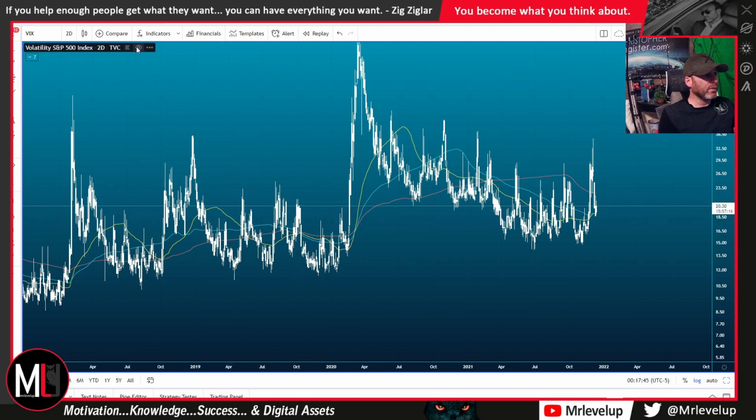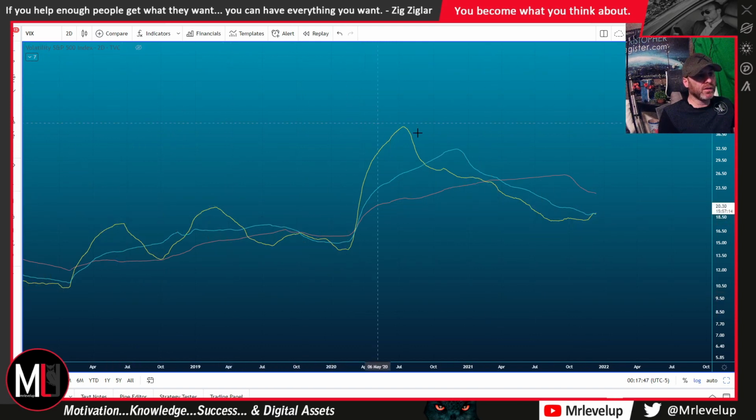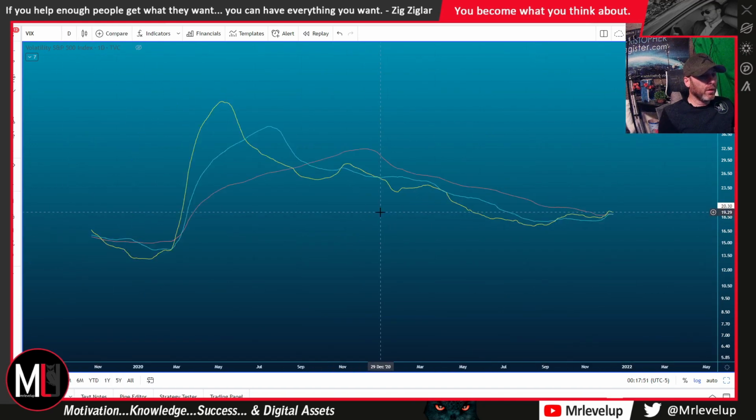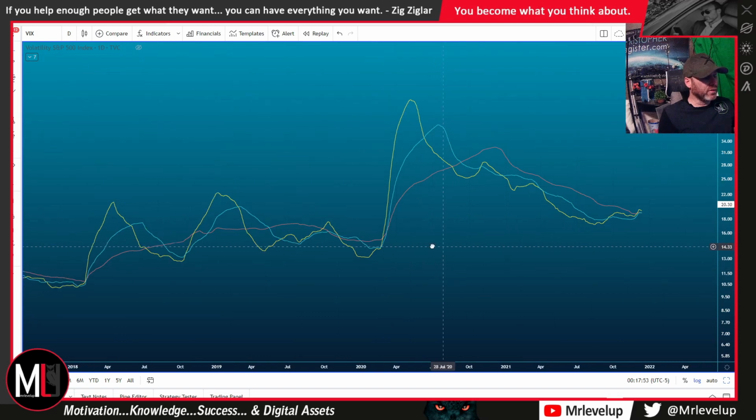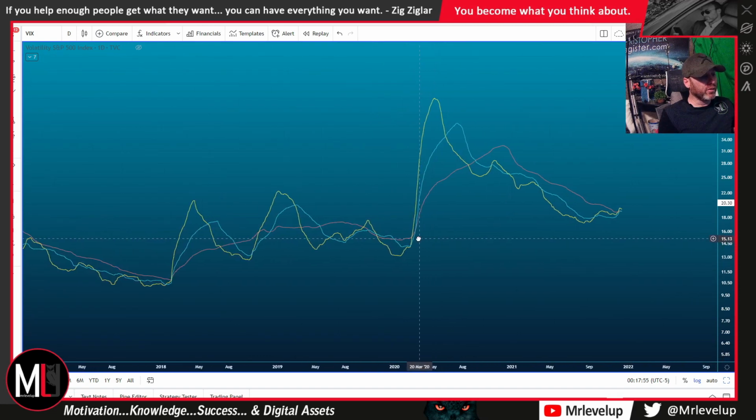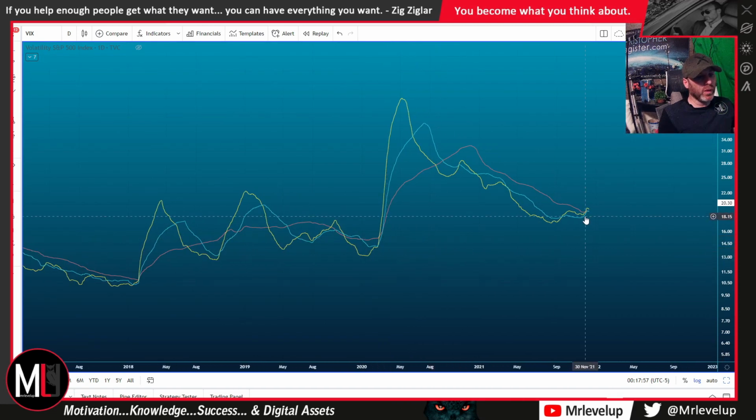What I'm going to do, though, is turn off the candles. I just want to look at the moving averages, and I'll put it on a daily. The reason is I'm looking for areas that rhyme, where there's a pattern that can happen. The way this is set up right now, you see how the yellow, the blue, and the red are really tight together right there? That's a dangerous moment. That can lead to a burst moment on this volatility, which means markets are going to go down.